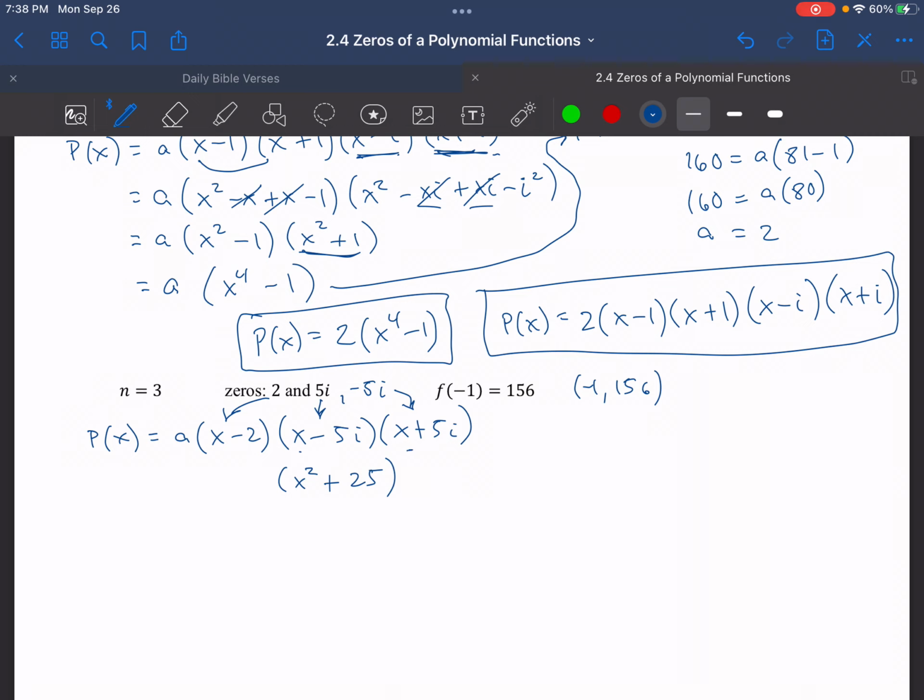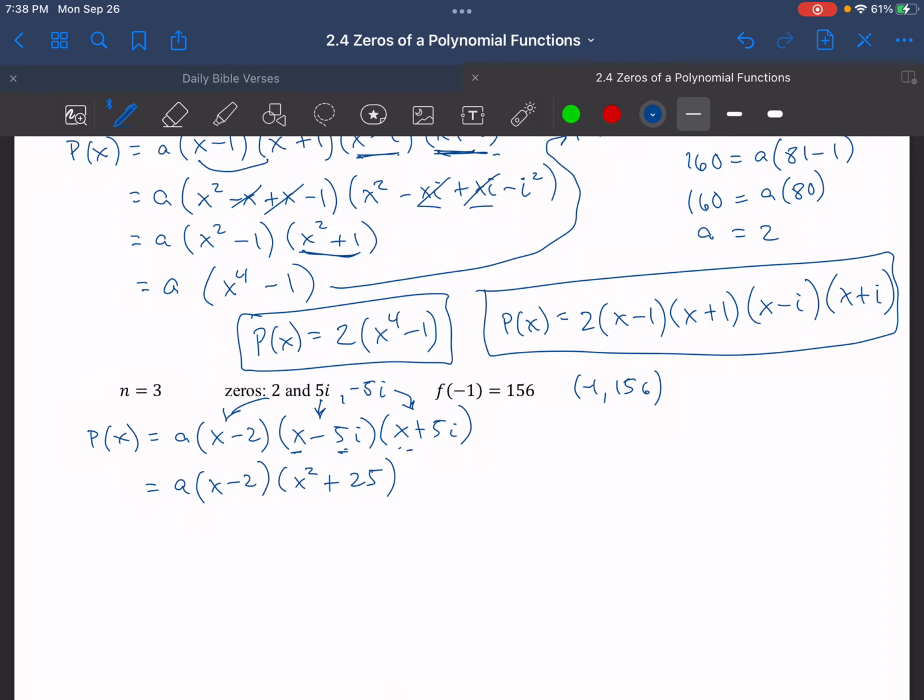If you do the x times the x and the negative 5i times the x and all that kind of stuff, if you FOIL that whole thing out, you will get that. So give that a try, and you should see that it's going to work out to be that way. So it's just this squared plus this squared, and it works out nicely for us every time.